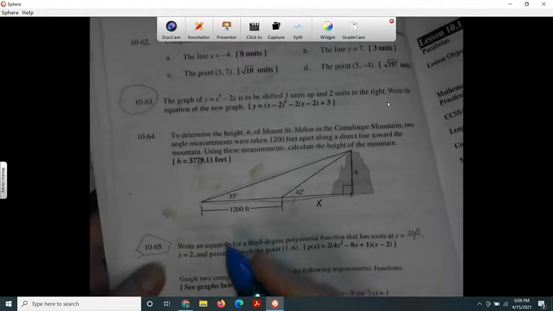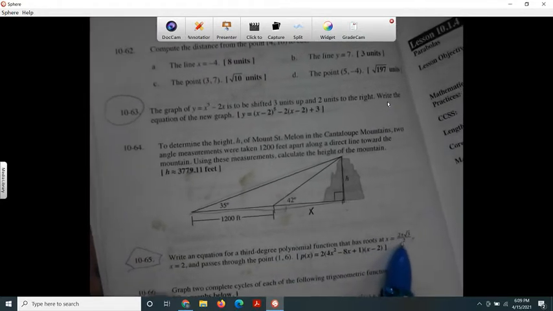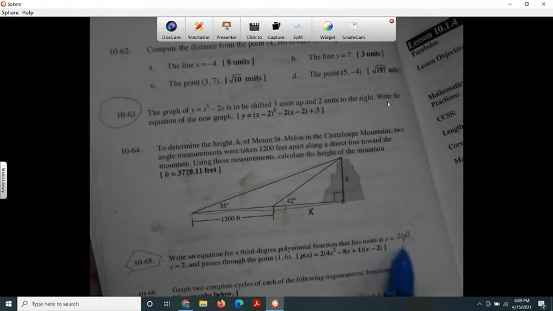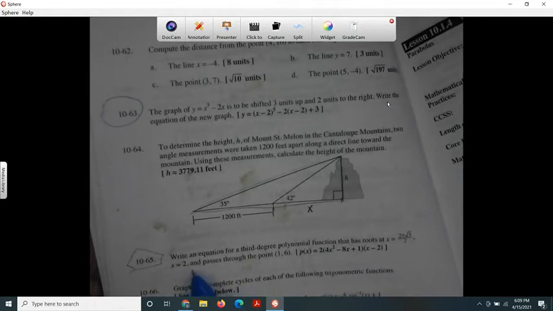Problem 10-65 says: write an equation for a third degree polynomial function that has roots at x equals 2 plus root 3 over 2, or minus root 3 over 2, and x equals 2, and it passes through the point (1, 6).